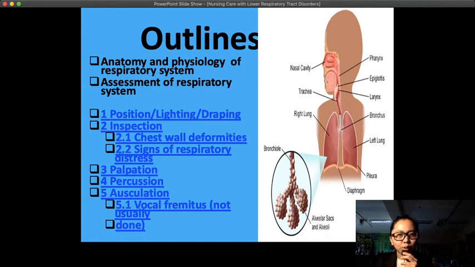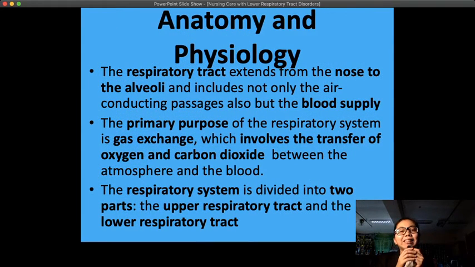Okay, so you have to understand, class, the anatomy and physiology of the respiratory system, because if you will not understand the functions of the organs, the functions of cells, the functions of the body parts that are located in your upper respiratory system and in your lower respiratory system until it goes to the lungs, it would be hard for you to understand things.